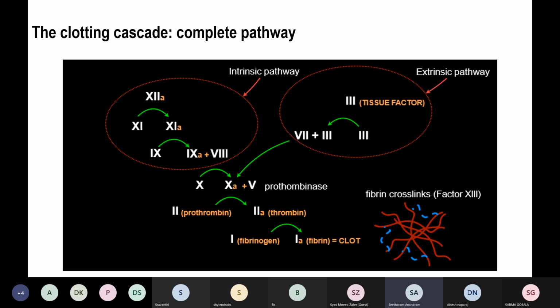So the APTT, which we routinely ask for, is the reflection of the intrinsic pathway, and the PT is the reflection of the extrinsic pathway. So if there's any deficiency of factor 7, then the PT will be prolonged. Any deficiency of any of these factors, the APTT will be prolonged. And of course, if there's any deficiency in any of this common pathway, both APTT and PT will be prolonged.